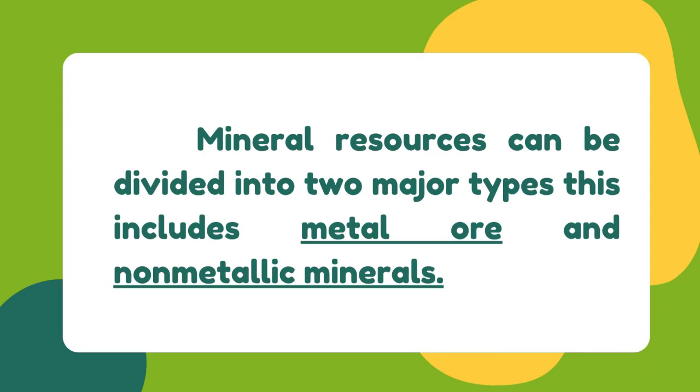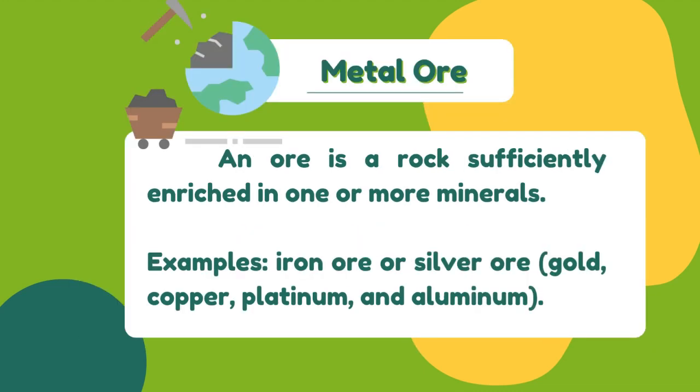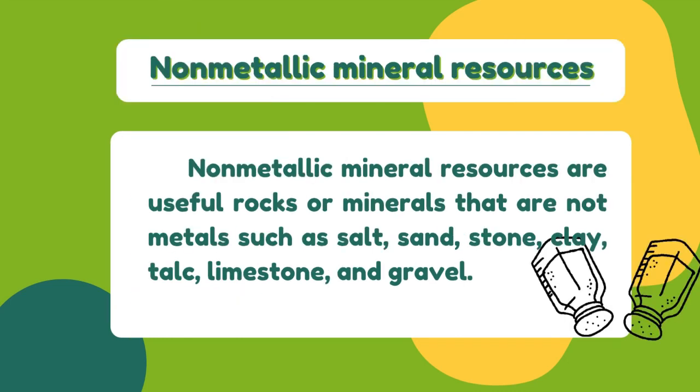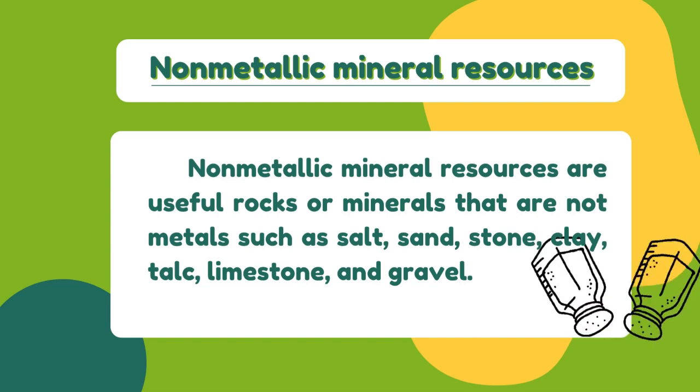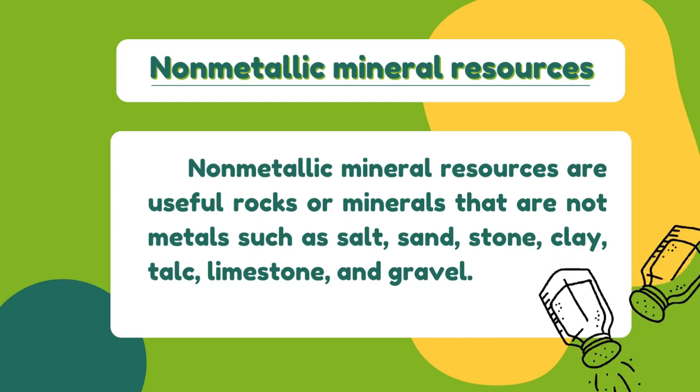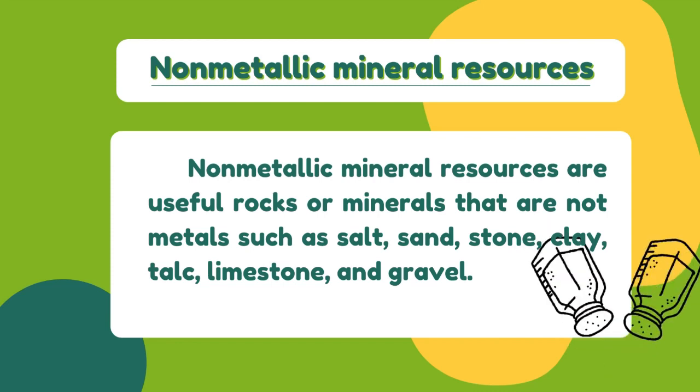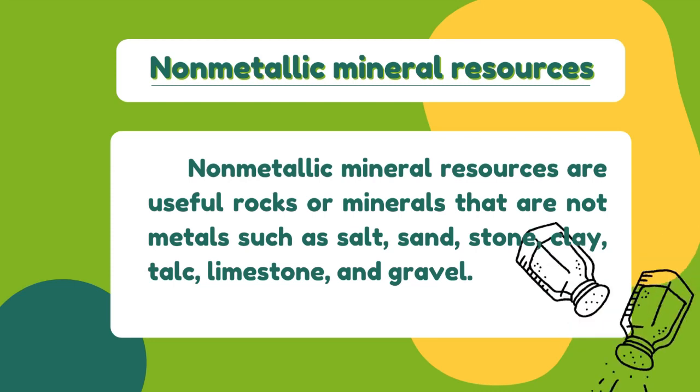Mineral resources can be divided into two major types. This includes metal ore and non-metallic minerals. An ore is a rock sufficiently enriched in one or more minerals. Examples: iron ore or silver ore, like gold, copper, platinum, and aluminum. While non-metallic mineral resources are useful rocks or minerals that are not metals, such as salt, sand, talc, clay, stone, limestone, and gravel.